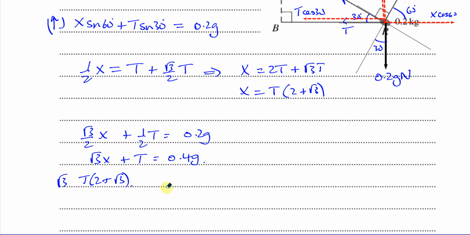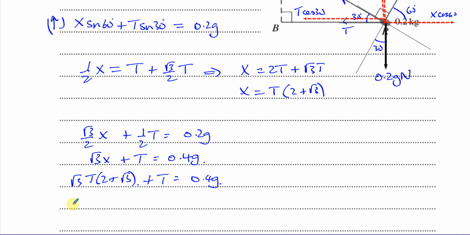It's root 3 times this. Okay, root 3 times this. So root 3 times x, so it's root 3 times t plus 2 root 3 plus t equals 0.4 g. So we've got rid of the x's now.